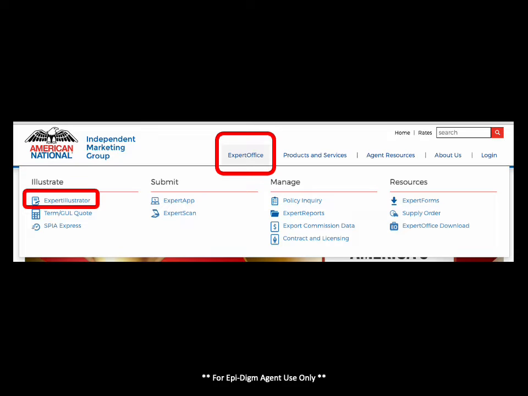If you're not appointed with American National, you will not be able to run the illustration that I'm about to show you. All right, the very first thing when you run the illustration, it's going to ask for the client information. You put down the client's name and age: Joe Sample, male, 55. Next, you have to select the state he lives in. In this case, Joe Sample is living in California.